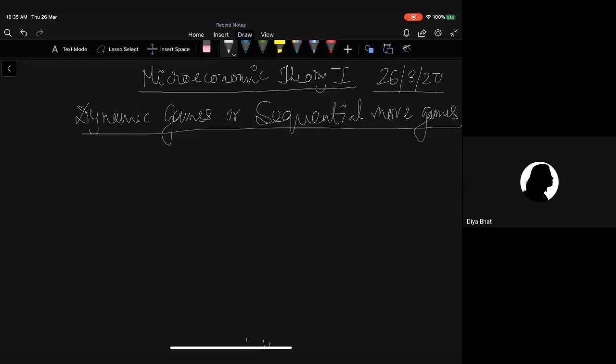So in short, dynamic games are games where players move sequentially. We will start with a simple example, and we'll highlight the various conceptual details related to sequential move games, and then we'll move to other examples.